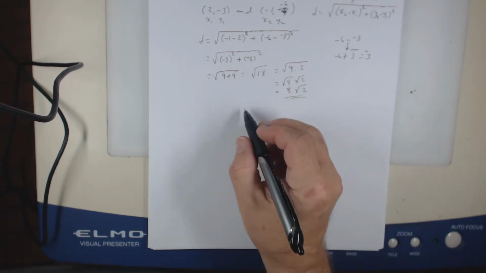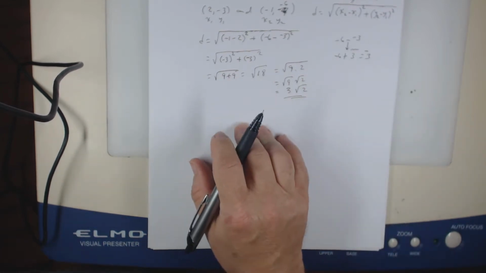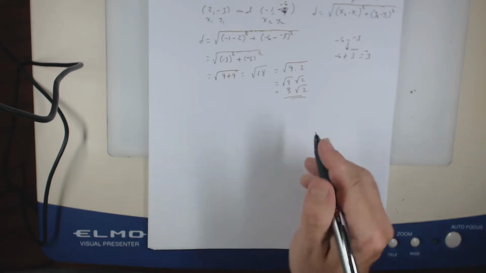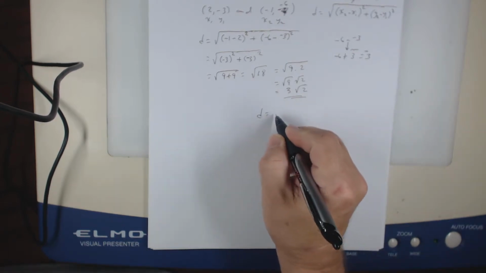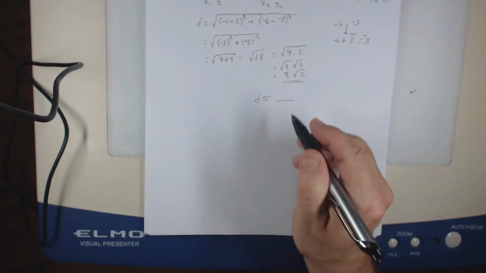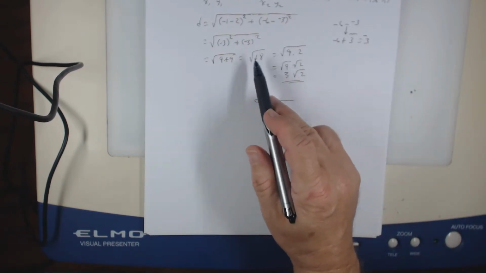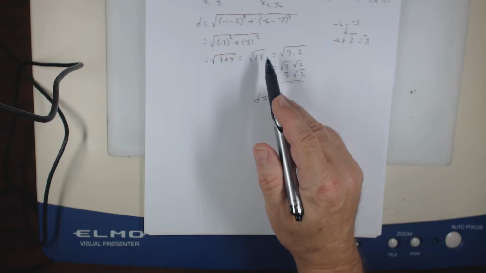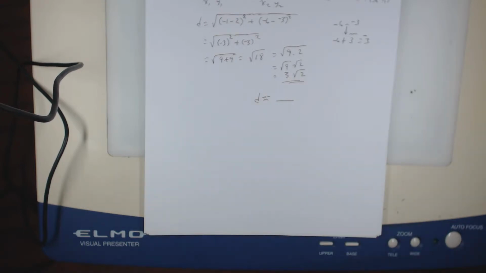All right, now it's also going to ask you in some of these to approximate the distance. So use your calculator. So the distance is approximately equal to, and probably say 2 decimal places. But all you do, I would go back to this one here. Square root of 18, put the square root of 18 in your calculator. So remember how to get to the square root.